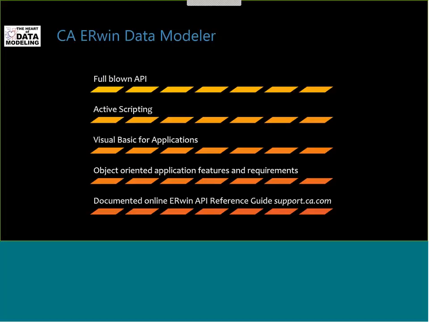And it's documented online. If you search for ERwin API Reference Guide, I don't go to support.ca. I have a hard time finding things for the right version of the tool. So I just search for API Reference Guide version 9 or 9.6 or whatever version of the tool you're working with. And I find that an easier way to find this resource.